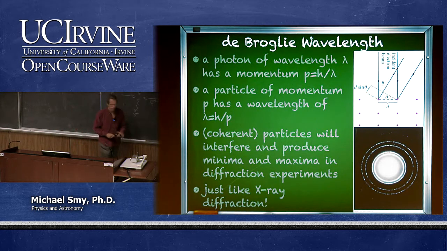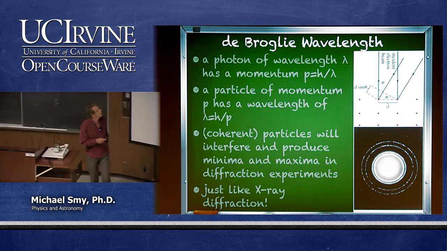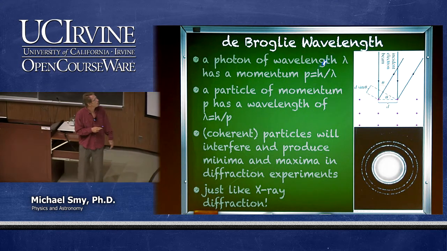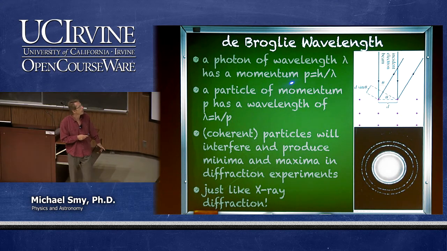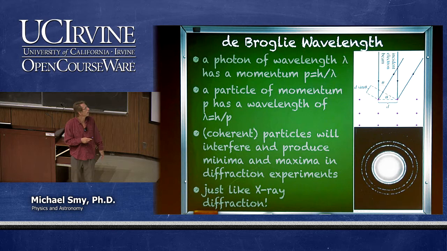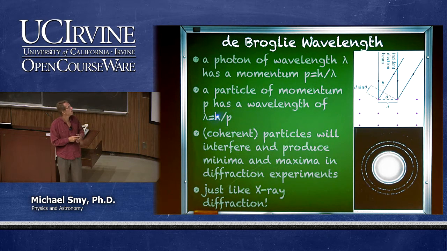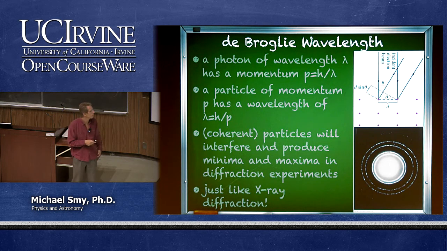For example, we know that a photon of wavelength lambda carries a momentum of h over lambda. We can turn this around and say a particle of momentum p has a wavelength of h over p. Simply the same formula solved for lambda. Louis de Broglie thought of this first, and so this is called the de Broglie wavelength of a particle of momentum p.